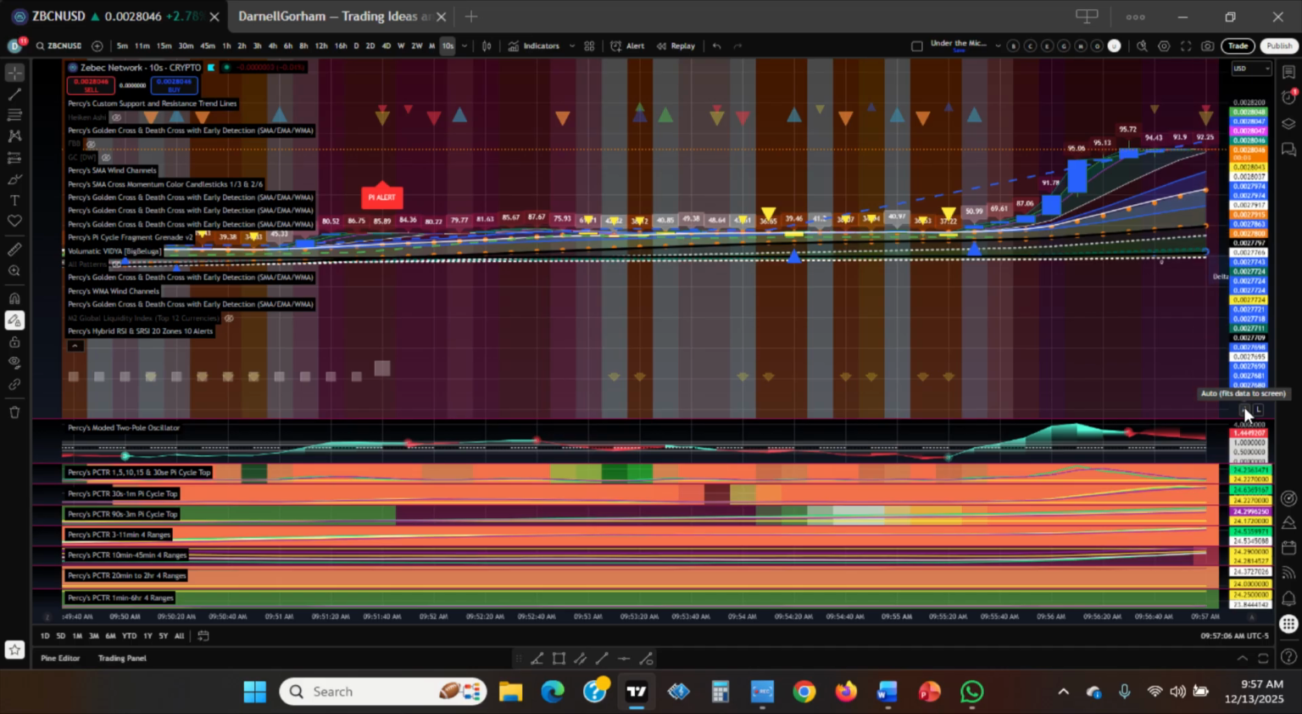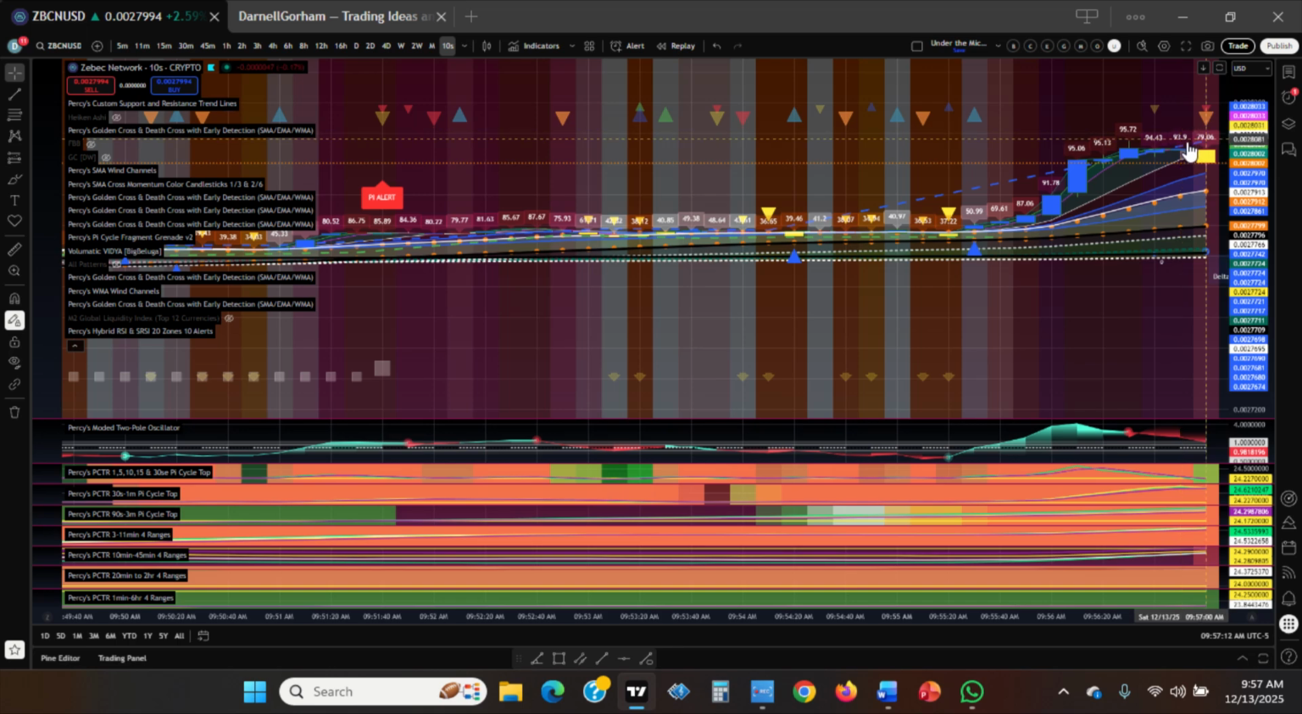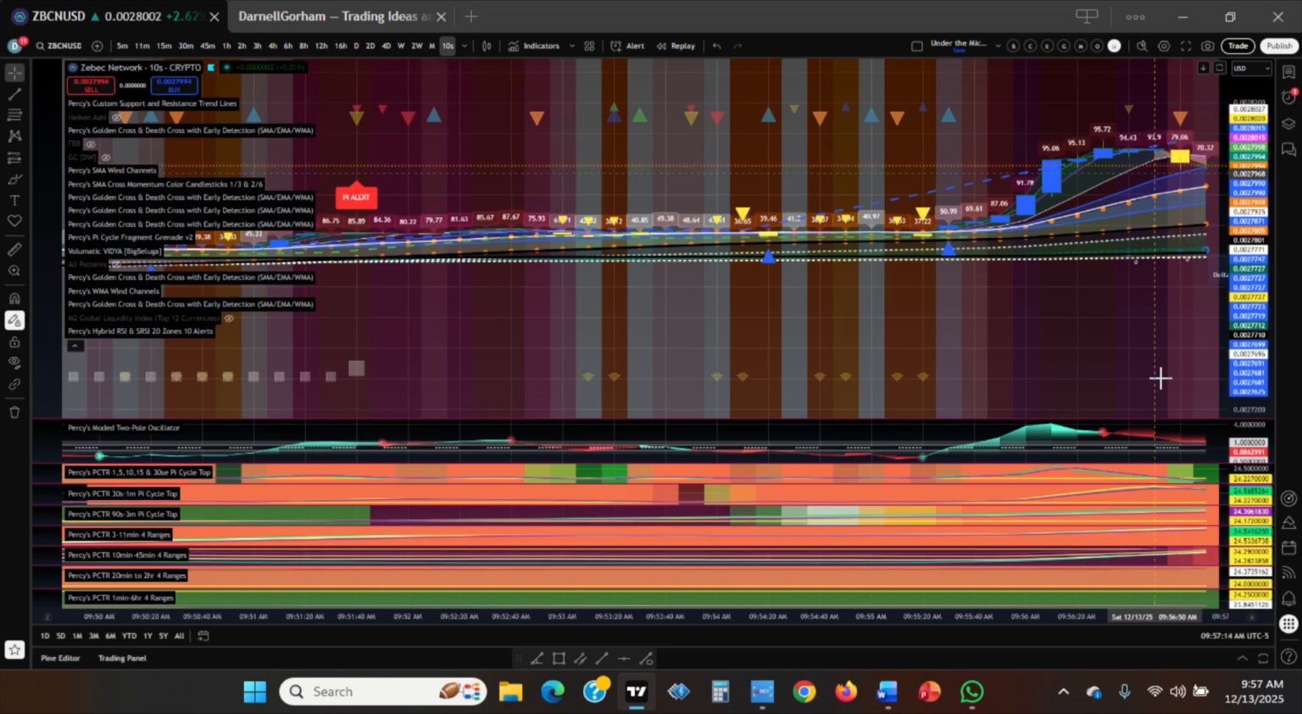Notice the markers. Notice the numerical value. That's why we have those numbers there. A visual: we're out of there. Lime on the Pi Cycle Top. Green, we're out of there.